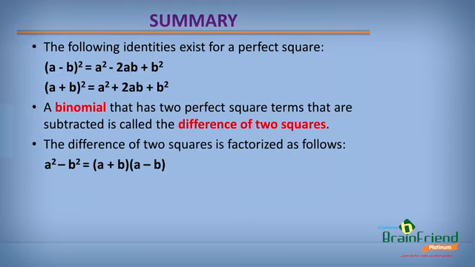Now we've come to the end of our lesson for today. And in summary, we learned that the following identities exist for a perfect square.